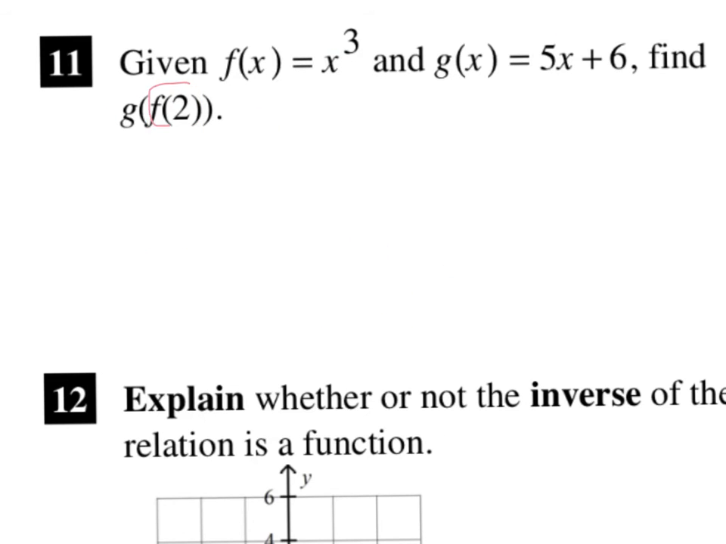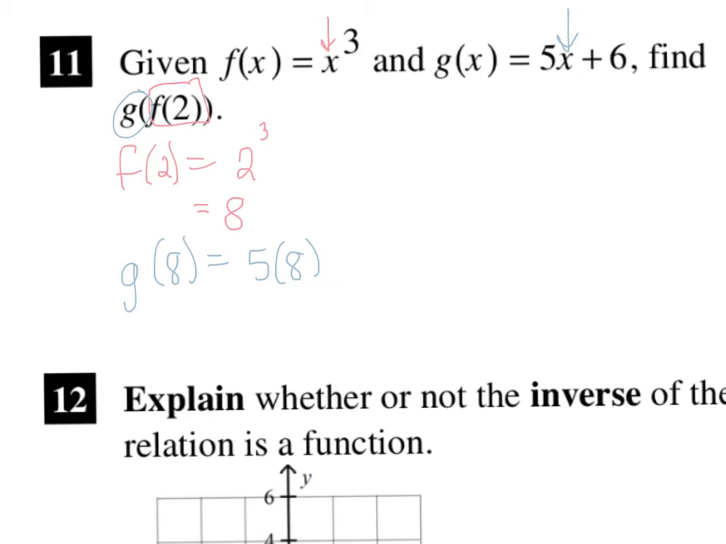On number 11, we start off by plugging 2 into the f function. F of 2, it's going to be 2 to the third power. 2 to the third is 8. We take that 8 and we plug it into the g function. So g of 8, it means we're going to plug 8 in right there. So 5 times 8 plus 6. 5 times 8 is 40, and 40 plus 6 is 46.